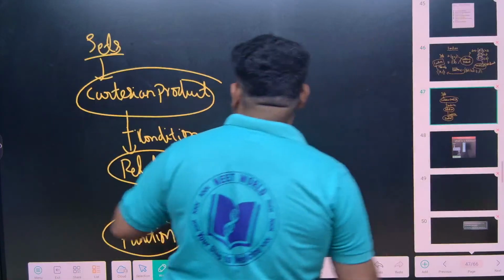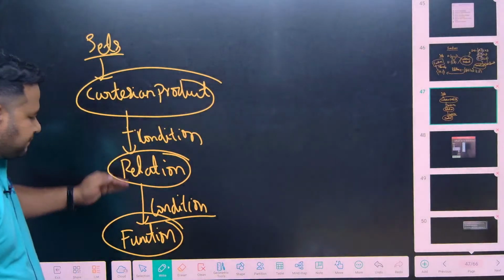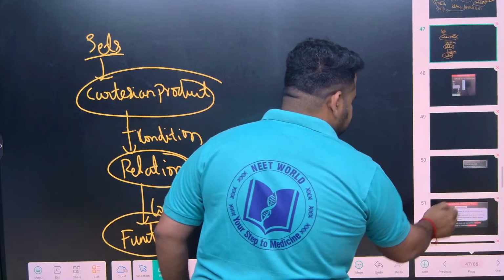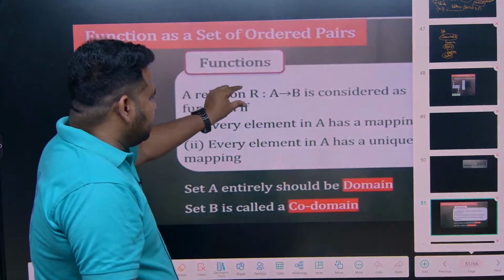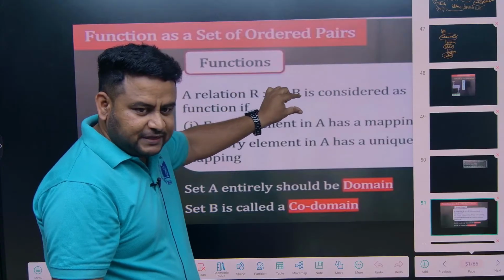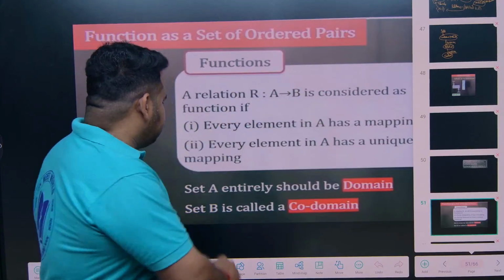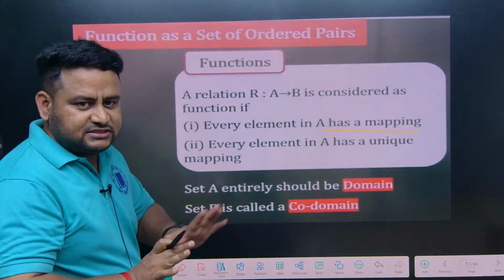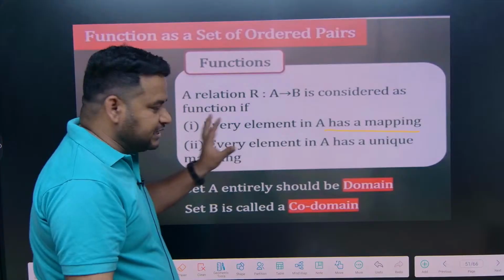See here, from sets you will get relation, and from relation you will get functions. So if you focus here, a relation denoted from set A to set B is called a function if every element in A has a mapping. What is this mapping? I will explain, don't worry. I will put it in simple terms.